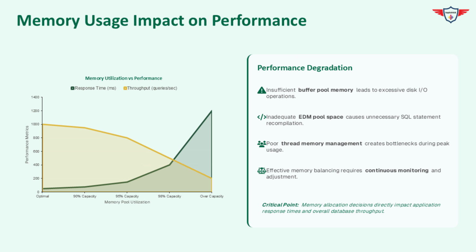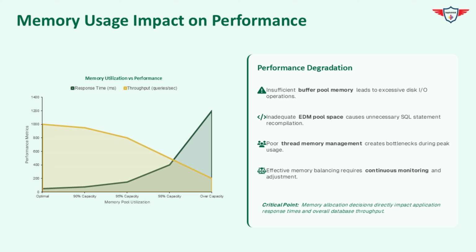When memory pools exceed their capacity, performance can collapse dramatically. Response times skyrocket as the system is forced to use slower alternatives like temporary disk storage, and throughput plummets as operations queue up waiting for memory resources. The key insight here is that memory allocation decisions have direct, measurable impacts on application performance. Insufficient buffer pool memory leads to excessive disk I/O. Inadequate EDM pool space causes unnecessary SQL recompilation. Poor thread memory management creates bottlenecks during peak usage. This is why proactive memory management is so critical.